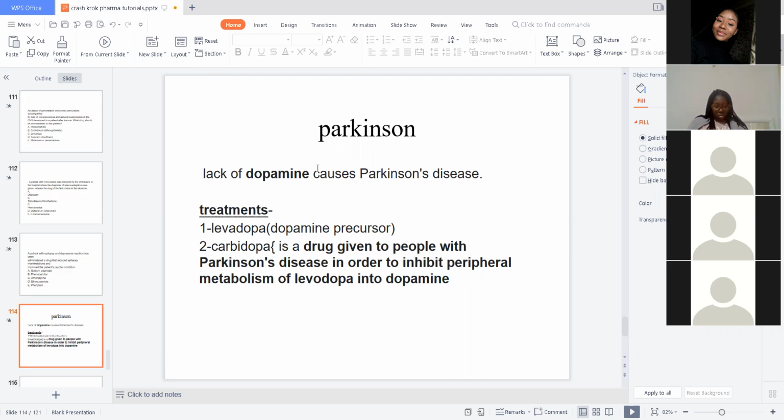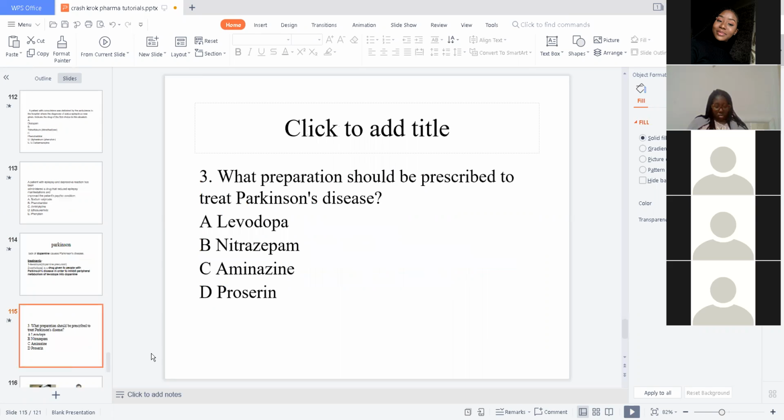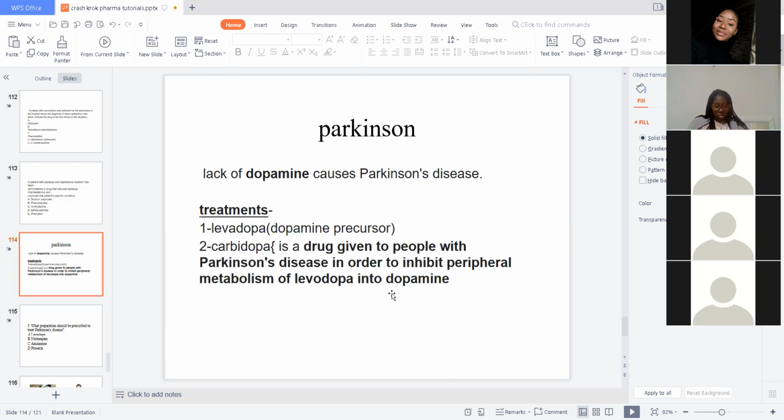Carbidopa prevents the peripheral metabolism of levodopa into dopamine. The only place we want levodopa to be working is the brain. But when you give it to the body, it can work everywhere. Carbidopa prevents the levodopa from working outside the brain. Okay, that's pretty straightforward. Question: do you use levodopa and carbidopa together? Yes, use them together. It's a combo drug.